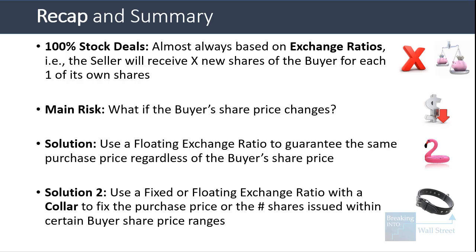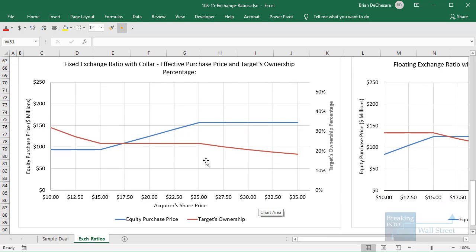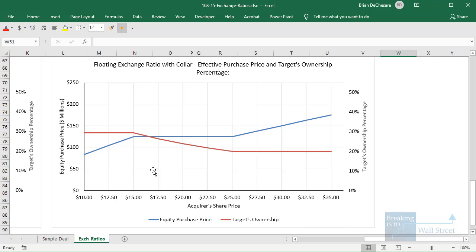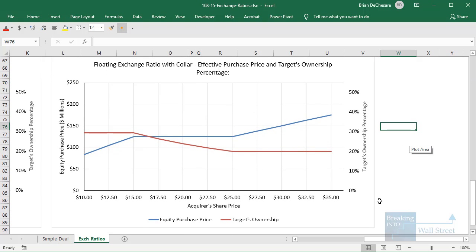So another solution is to use a fixed or floating exchange ratio with a collar to fix the purchase price or the number of shares issued within certain buyer share price ranges. And you saw how that worked, where with one of these, you can set a floor and a cap on the equity purchase price, and with the other, you can set a cap and a floor on the target's ownership percentage. And these help to negotiate deals and help both sides get what they want.